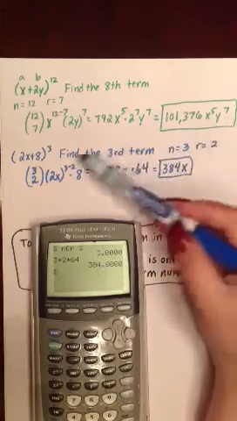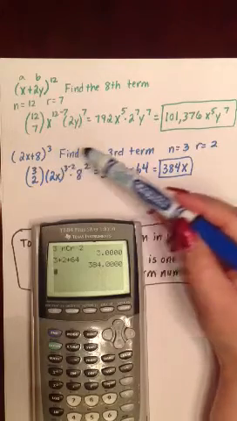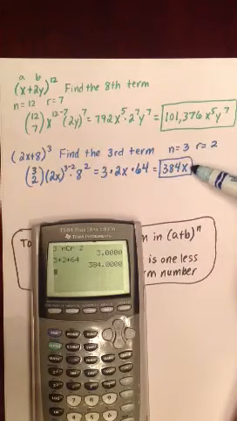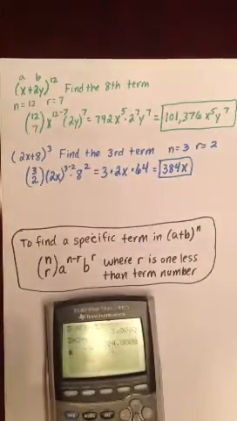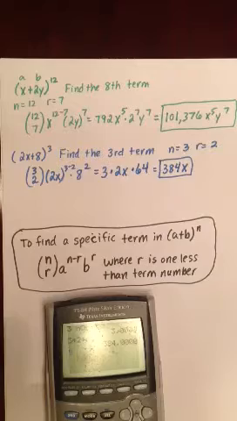It makes sense if it's a cubic expansion. They're going to be 4 terms altogether. This is the second to the last term, 384x. All right, so there we've found specific terms in binomial expansion.